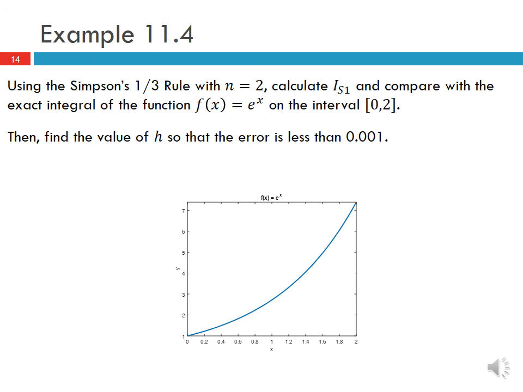So let's look at our same example, the function f of x equals e to the power x on the interval from 0 to 2. We want to use the Simpson's 1/3 rule with n equals 2 to calculate our approximation of the integral and compare with the exact integral of the function. And then we want to find the value of h so that the error is less than 0.001.